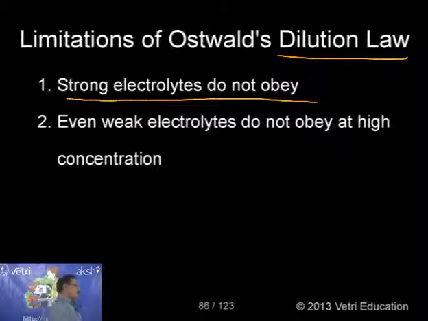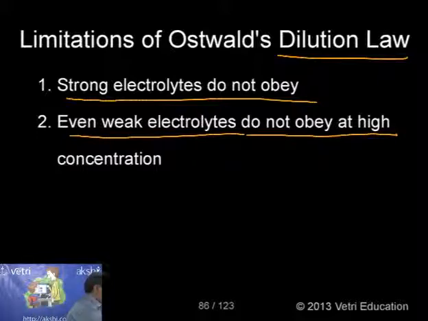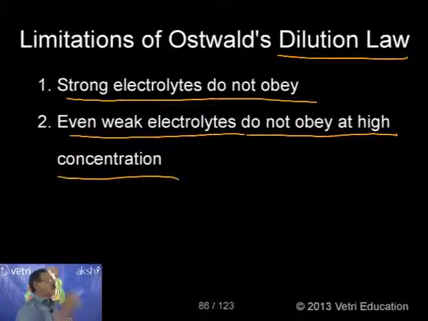The second important drawback, kindly follow this, is the most important information. Even weak electrolytes do not obey it at high concentration. So at high concentration, even weak electrolytes are not obeying the Ostwald dilution law.